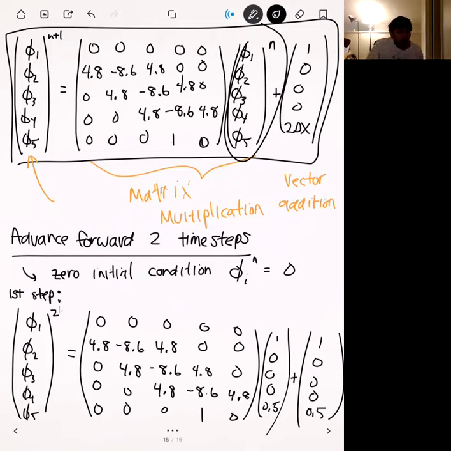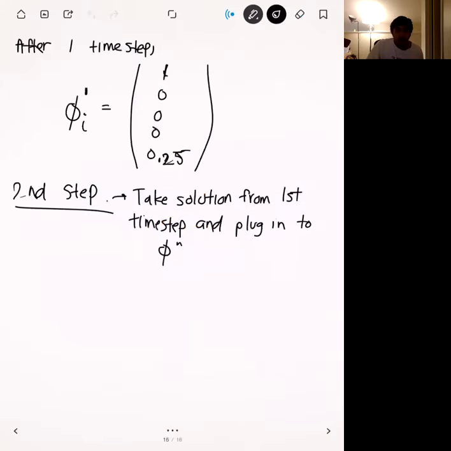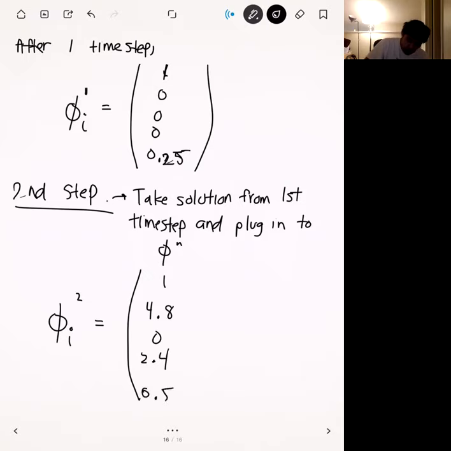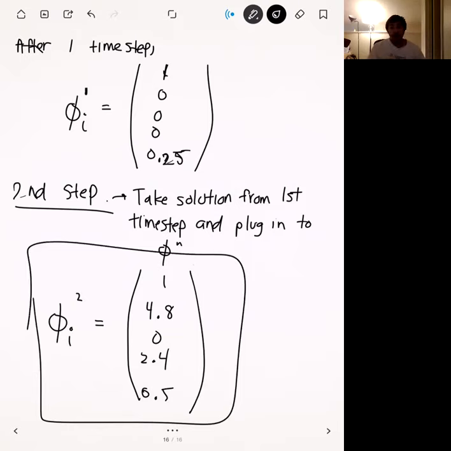This changes things a little bit because now we actually have to multiply that matrix right there. If we multiply that matrix, what we get is the following. We multiply this matrix by that vector, and then we add that vector. And then we end up with phi i at time step 2 equal to 1, 4.8, 0, 2.4, and 0.5. And so that's how you advance this forward 2 time steps.